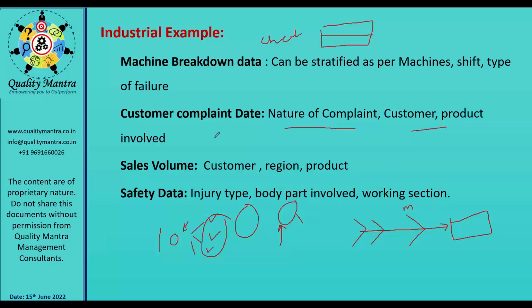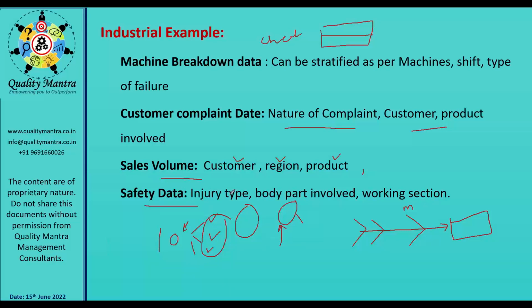It is not only your shop floor problem, it can be used for purchase, it can be used for sales. Now to improve the sales volume, as I told you, customer, region, product type, month, all these things can be categorized. Then safety data, you want to reduce the number of accidents.